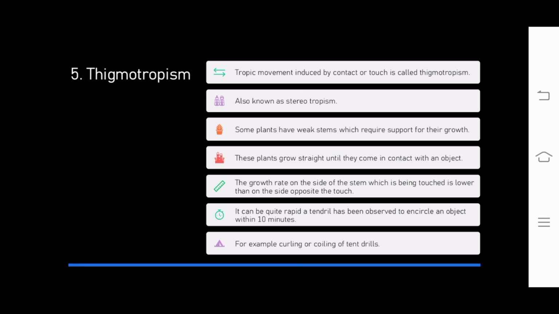The fifth one is thigmotropism. Tropic movement induced by contact or touch is called thigmotropism, also known as stereotropism. Some plants have weak stems which require support for their growth. These plants grow straight until they come in contact with an object. The growth rate on the side of the stem which is being touched is slower than on the side opposite the touch. It can be quite rapid. A tendril has been observed to encircle an object within 10 minutes. For example, curling or coiling of tendrils.